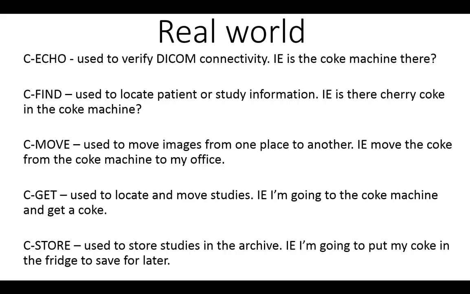C-get is kind of a combination of find and move. It finds the study and moves it. It only uses one connection to do that. C-store is used to store studies in the archive.